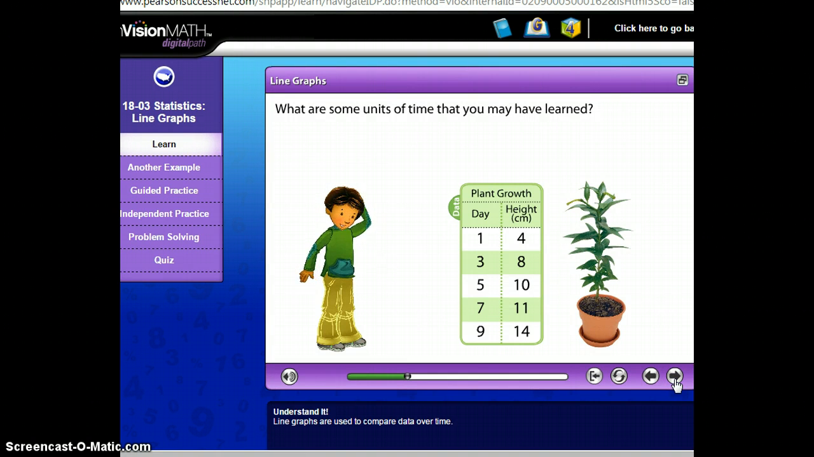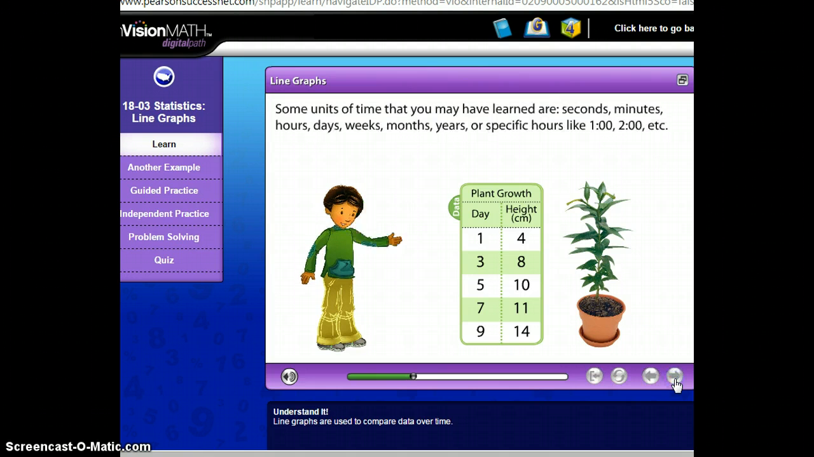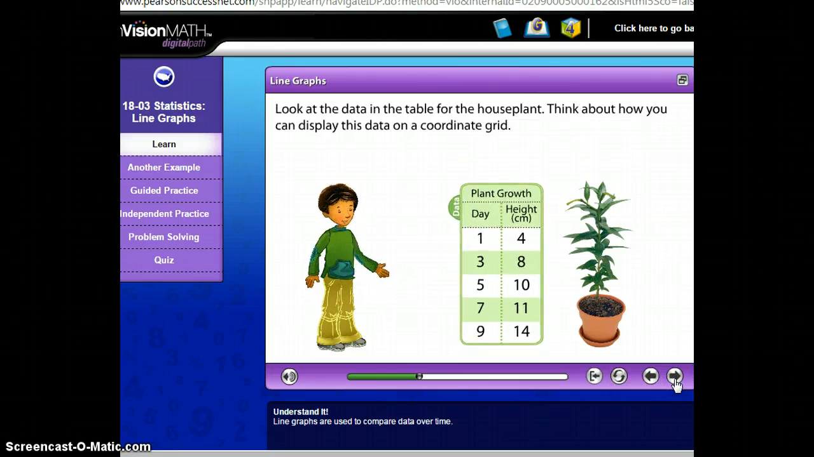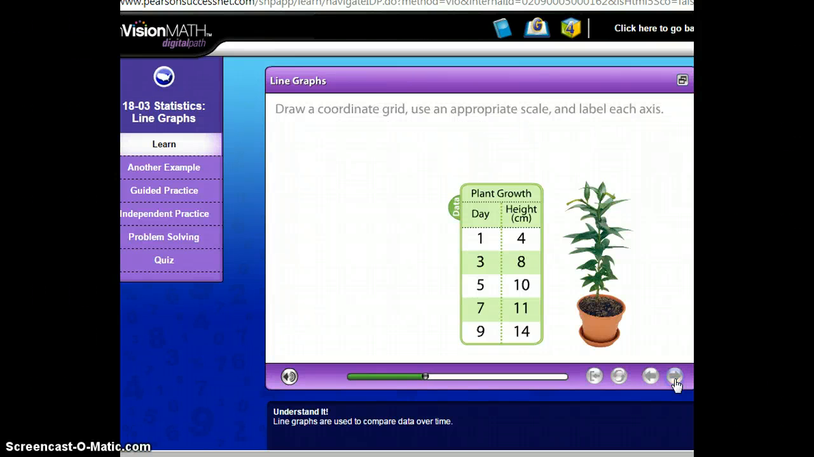What are some units of time that you may have learned? Some units of time that you may have learned are seconds, minutes, hours, days, weeks, months, years, or specific hours like 1 o'clock, 2 o'clock, etc. Look at the data in the table for the houseplant. Think about how you can display this data on a coordinate grid. Coordinate grid meaning the XY grid with the boxes.